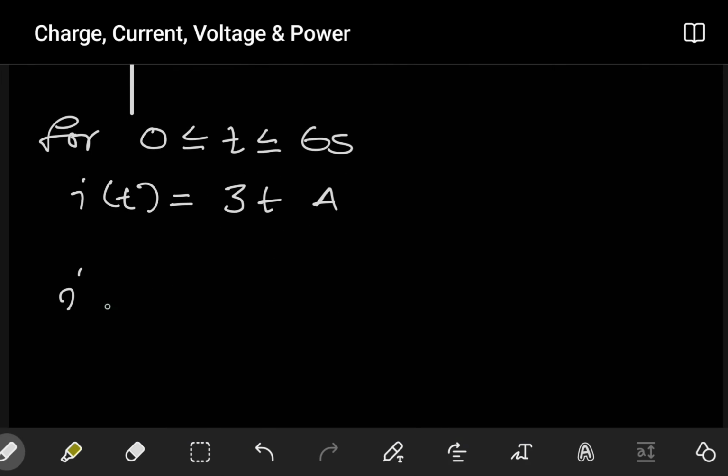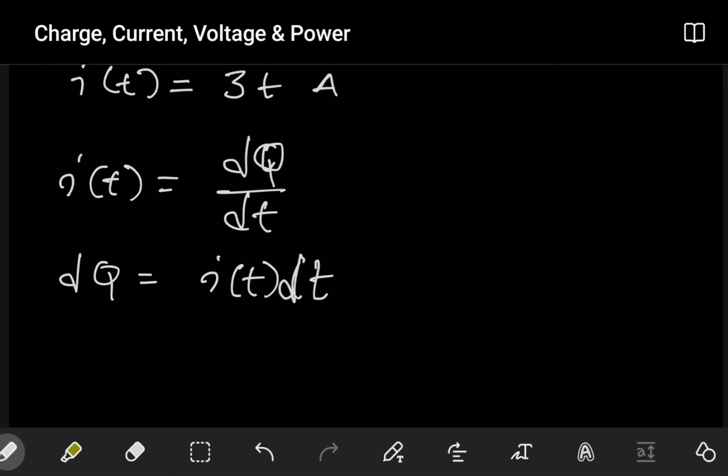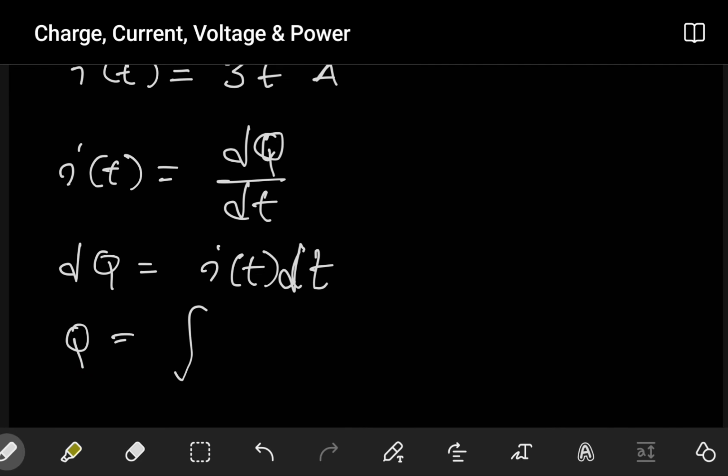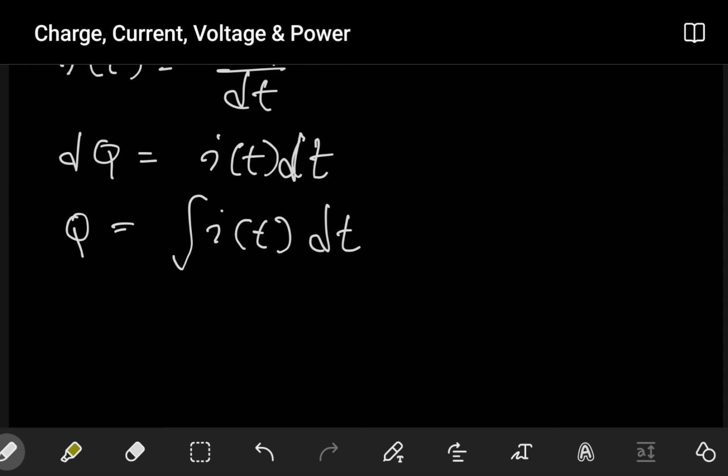So we know that current, a function of time, is equal to dq over dt. So this is what current is. So the amount of charge dq will be equal to i(t) dt. So from here, q will be equal to the integral of i(t) dt. We'll be using this literally everywhere, but in that interval, to be specific, first, time is changing from 0 to t seconds.